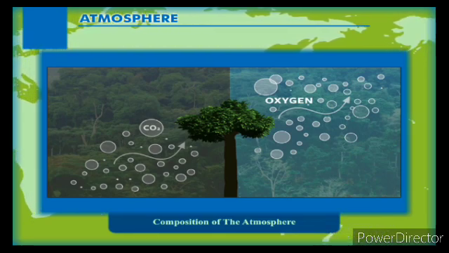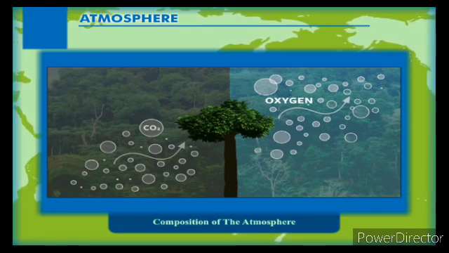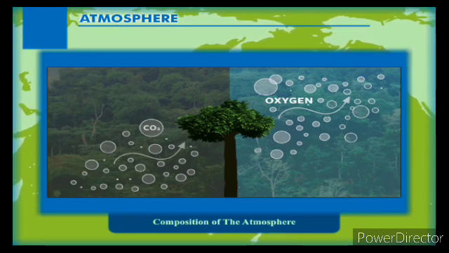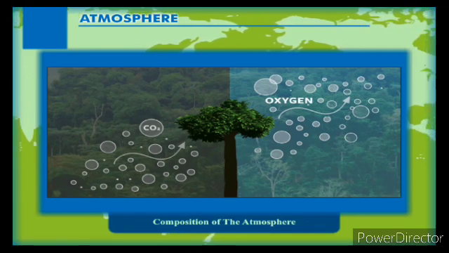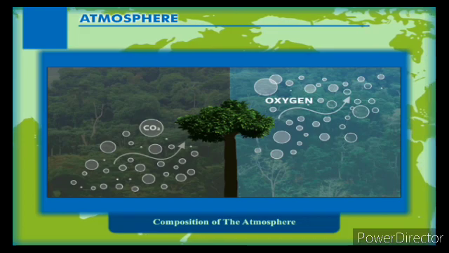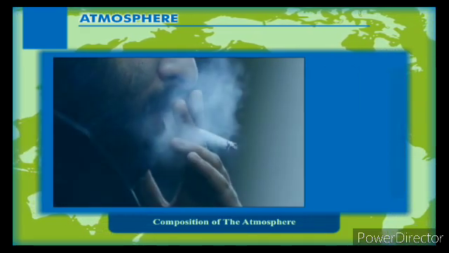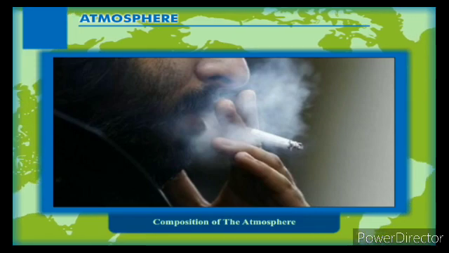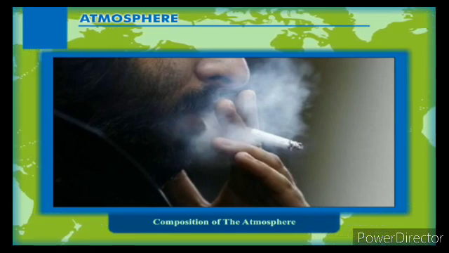So, the carbon dioxide used up during photosynthesis is replaced by the carbon dioxide released in the respiration by organisms. Thus, nature has ways of maintaining a balance of gases in atmosphere. However, human activities are disturbing this balance by polluting the air.